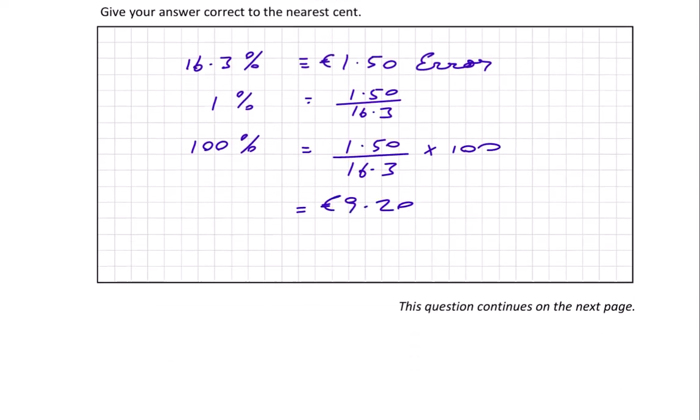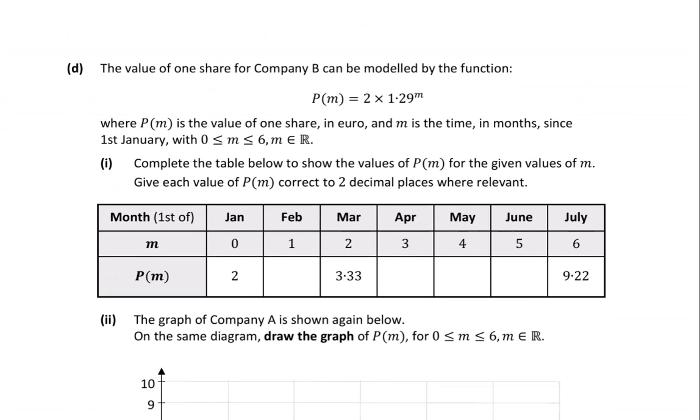Okay, next one. The value of one share for company B can be modeled by the function P of M, which is 2 by 1.29 to the power of M, where P of M is the value of one share in euro and M is the time in months since the 1st of January. M is between 0 and 6. Complete the table below to show the values of P of M for the given values of M. Give each value of P of M correct to 2 decimal places where relevant.